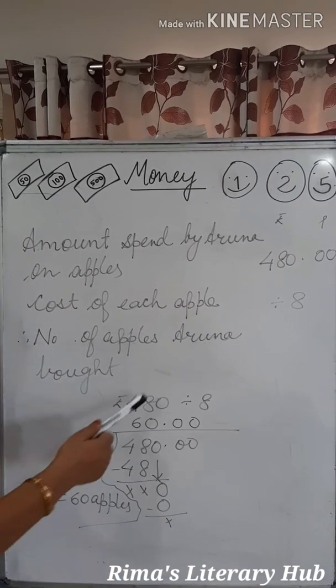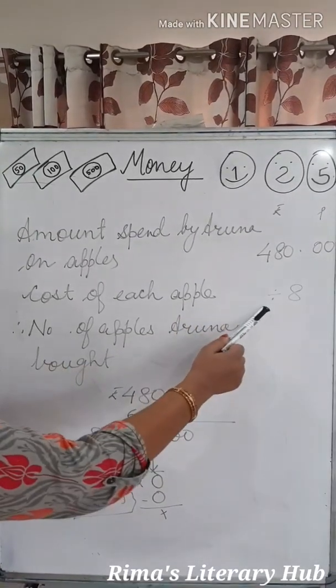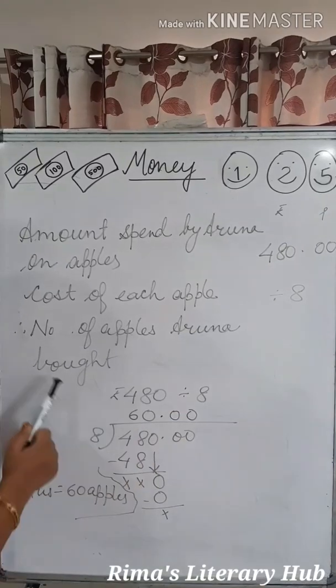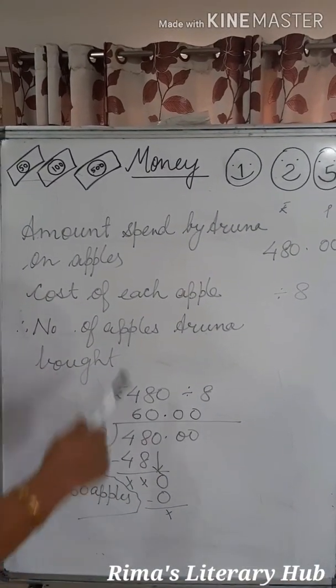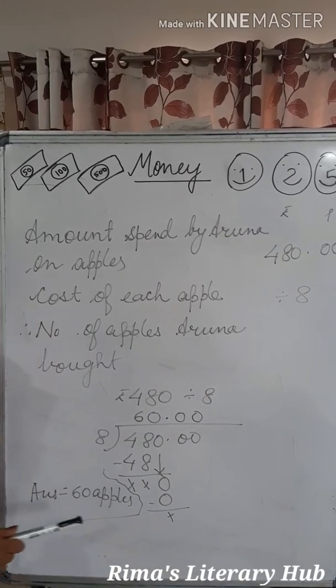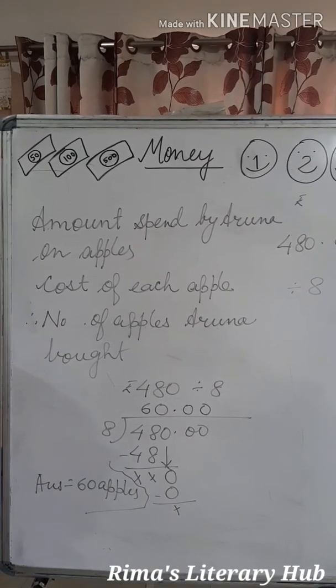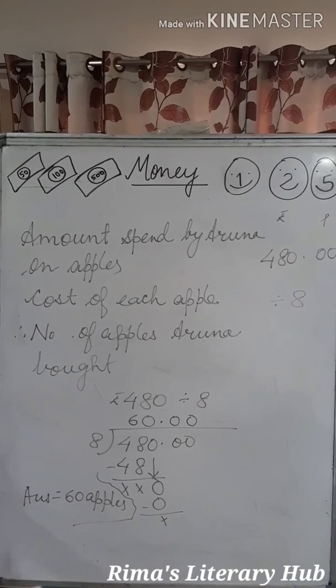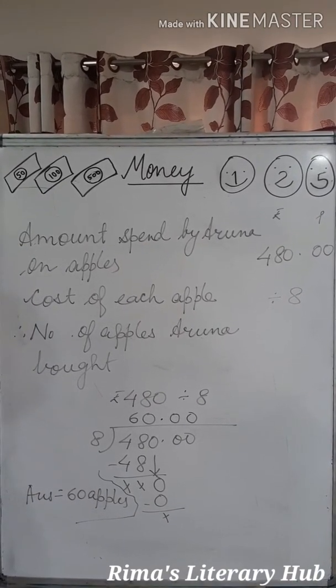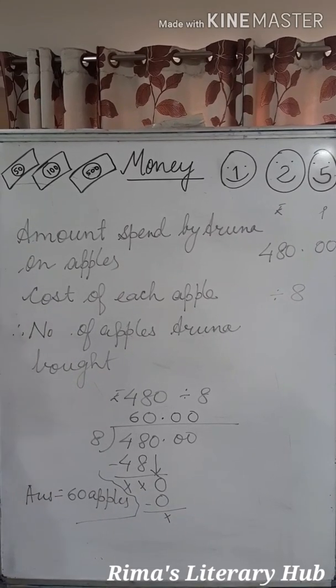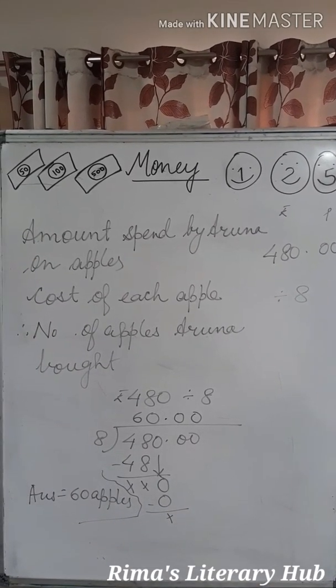So when Aruna spent 480 rupees and the cost of each apple is rupees 8, number of apples Aruna bought were 60 apples. That's all for division word problem. I hope it's clear and you enjoyed it. Look further for the next chapter that will be coming up, which is measurement. Till then, practice money, learn to save money, which is very important. That's all. Have a good day, children.